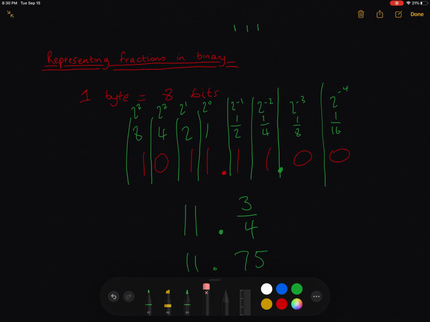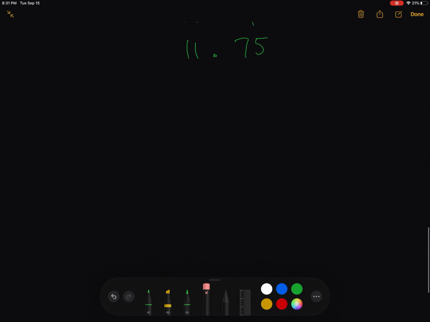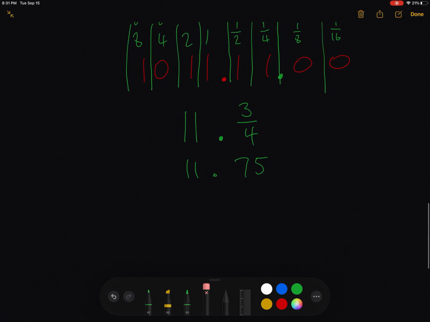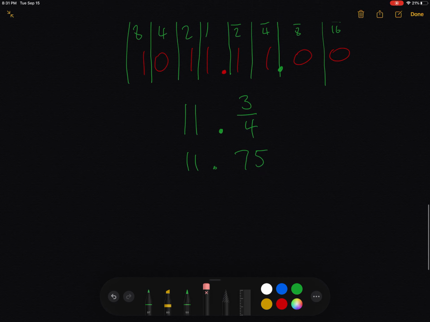So what we can do, and I'm going to scroll down to get a bit more room, is write out this number again. Sorry, I had that eraser on. What we can do instead is use what's called a floating point system. What we're going to talk about now is this floating point idea.